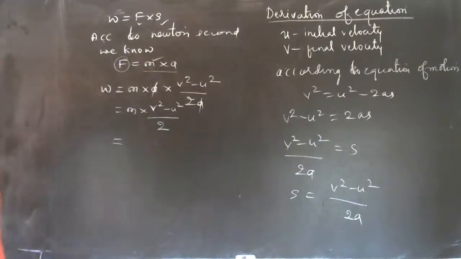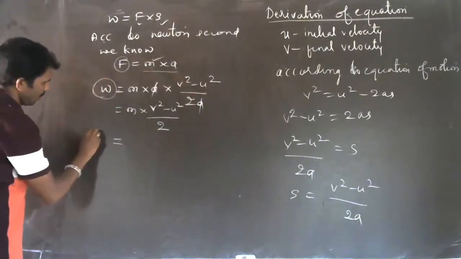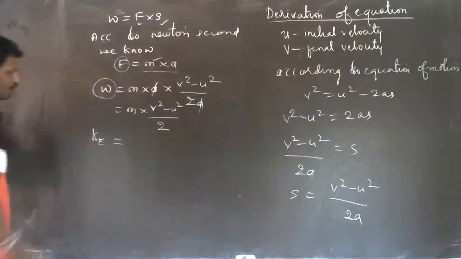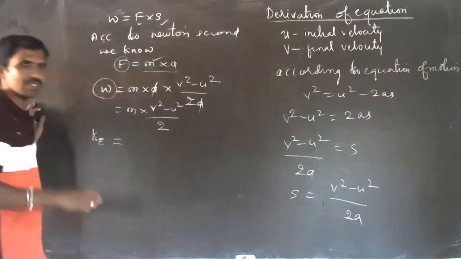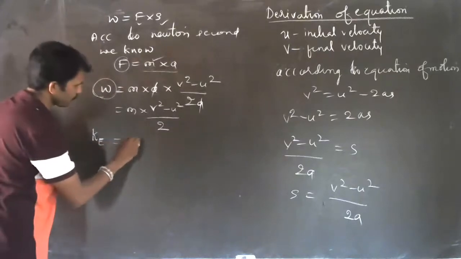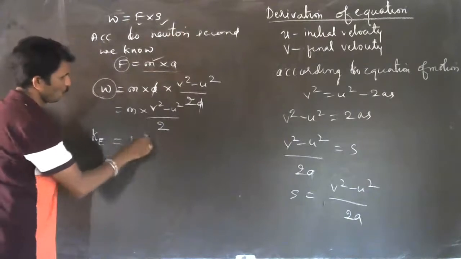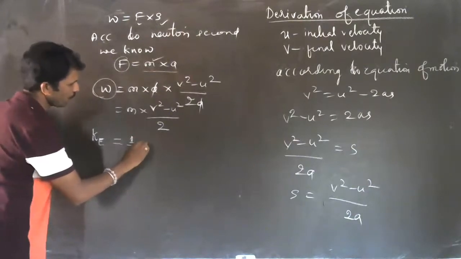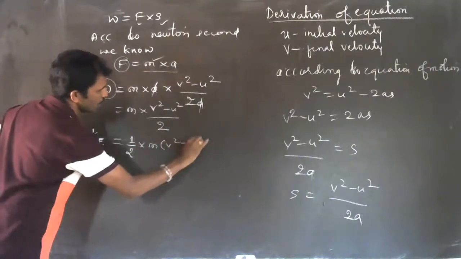See, work done can be written as kinetic energy. To do any work we need some energy. So K is equal to 1/2 m (v square minus u square). So remember this equation.